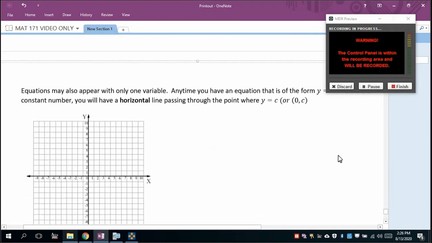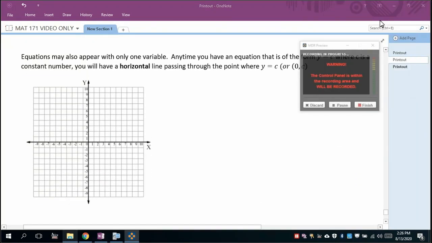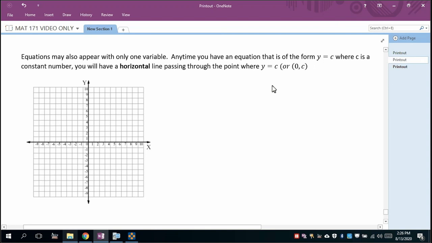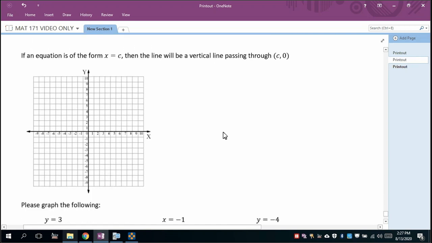All right, so the last part here, equations might only appear with only one variable. Anytime you have an equation of the form y equals c, that's a horizontal line where y equals c. Now, if it's a vertical line, if it's x equals c, then it's going to be a vertical line passing through the point c, 0.